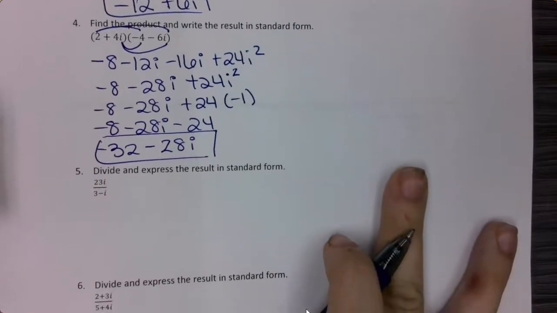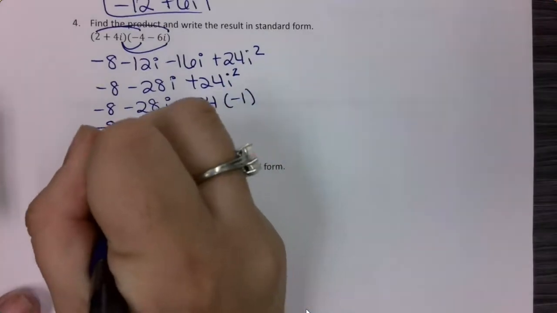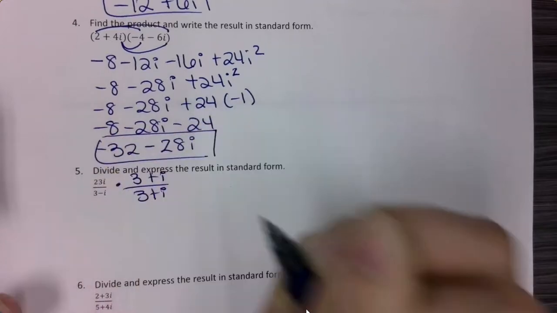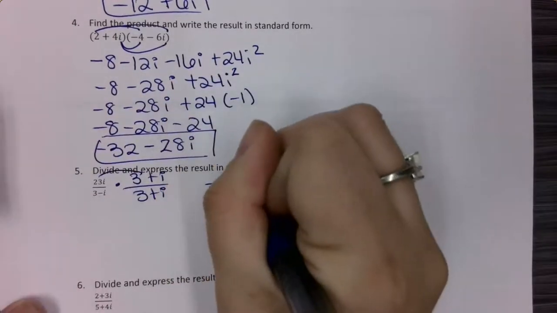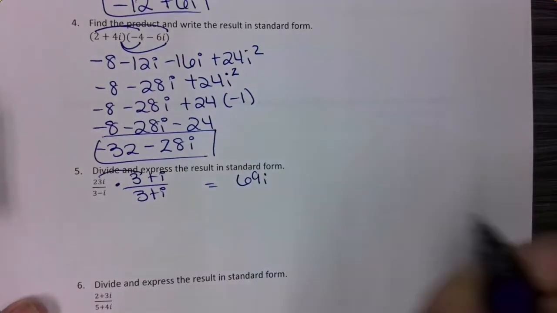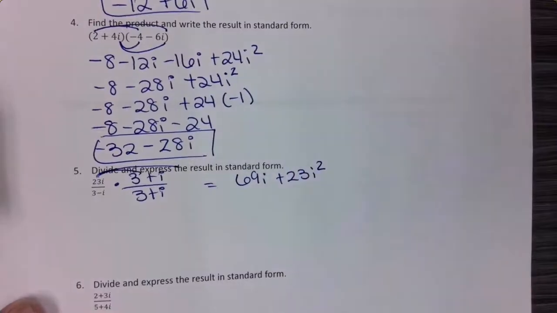So the next question wants me to divide and express the result in standard form. Basically what this is, is rationalizing my denominator. So I want to go ahead and multiply the top and bottom by 3 plus i, which is going to get me on the top 23i times 3 gets me 69i. And then 23i times i is going to get me 23i squared.